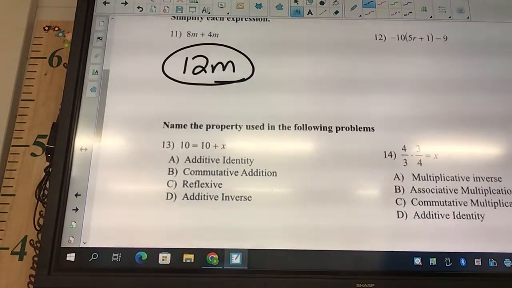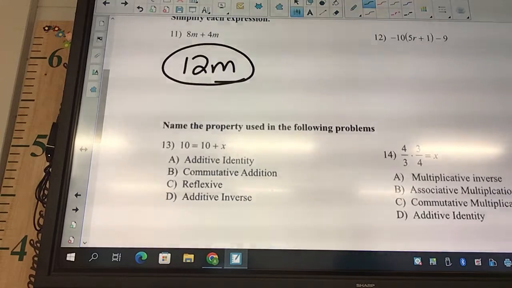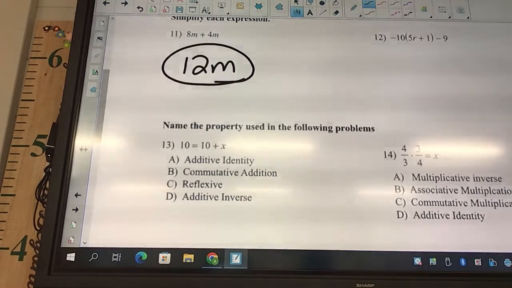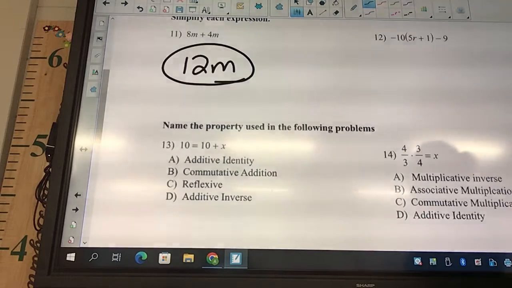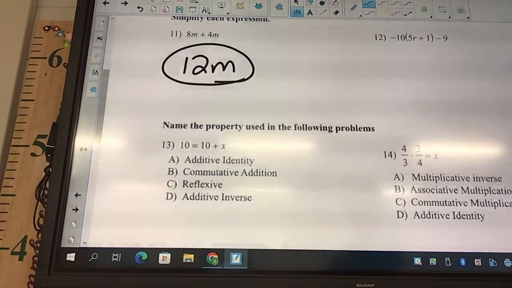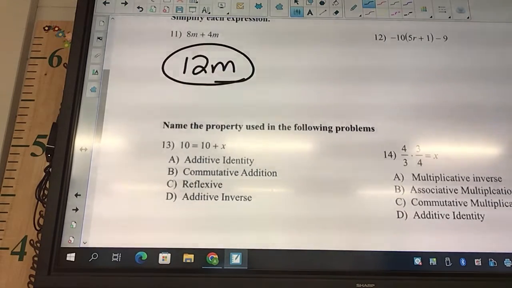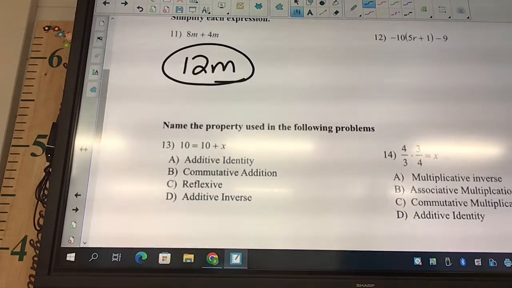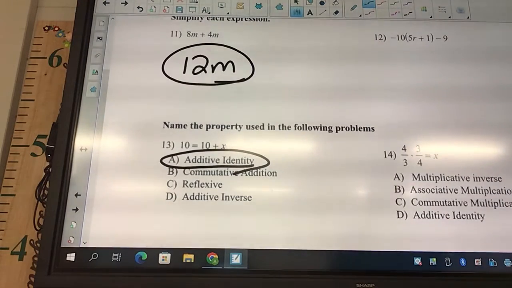Okay, name the property used in the following problems. And I forgot all of these, if we're being honest. So what does x have to be in order for this to be true? Is it an additive identity, a commutative? Commutative means like you can flip-flop them. Reflexive, and then additive inverse is like, an inverse is the positive plus the negative. So in this case, I can tell you that it's going to be this additive identity. You can add 0 to it.